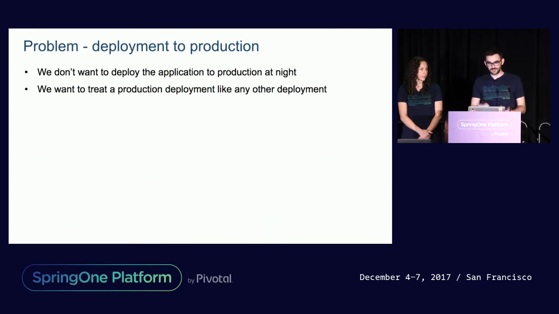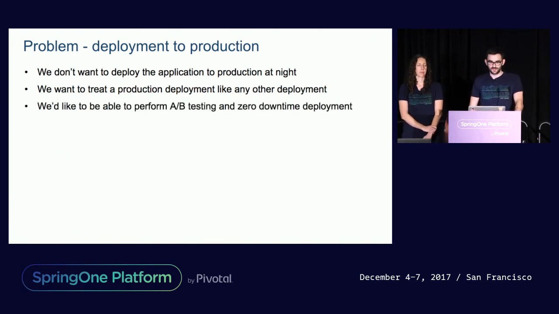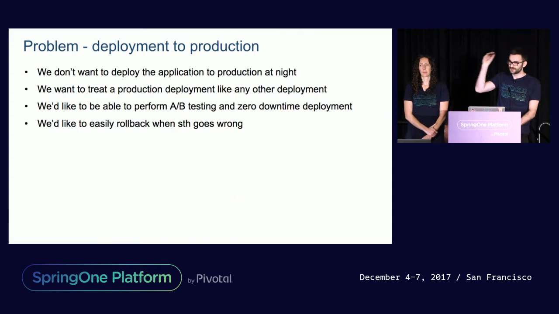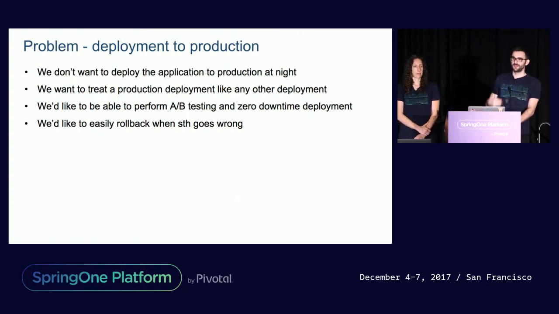We would like to treat a production deployment like any other deployment. We could even forget that we're doing deployments, right? After merging to master, it goes to production. And we would like to do A/B testing and zero downtime deployment to be less scared of those things, right? And if something goes wrong, we would like to go to the pipeline, click stop, like rollback, and know that we have the previous version, and we know that it works, right?